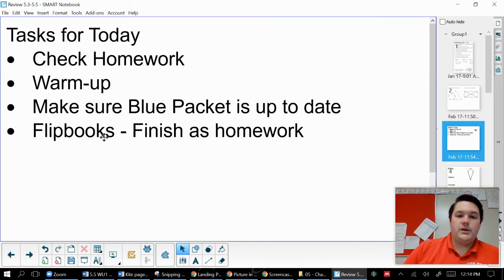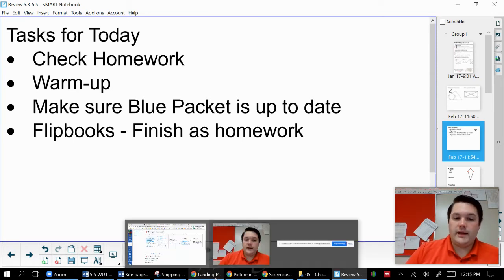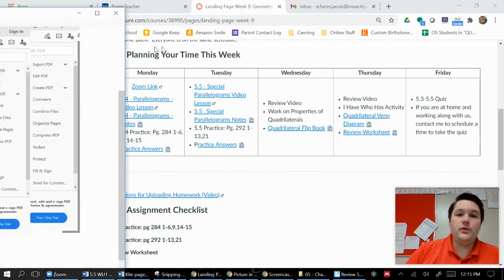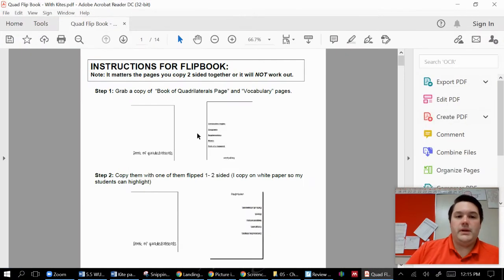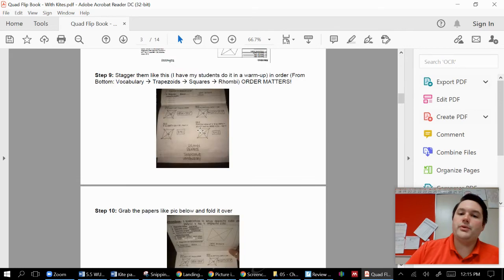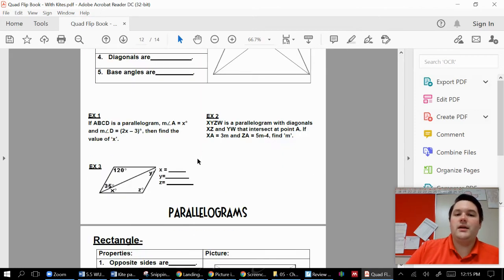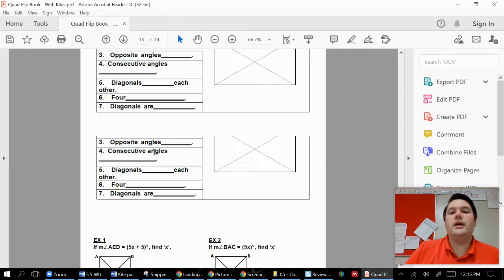These flip books that we're going to do are linked on the Canvas page. If you take a look right here, that's what this quadrilateral flip book is. Go ahead and download it. If you want to try to make it, it is a PDF document that you would have to print out. And there's directions on here. It is quite the ordeal.